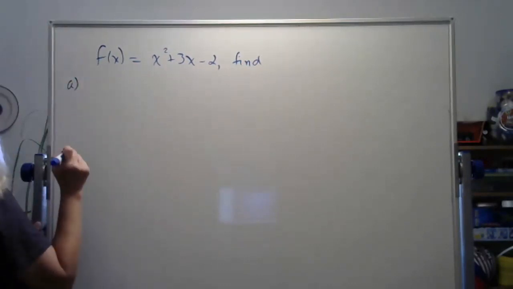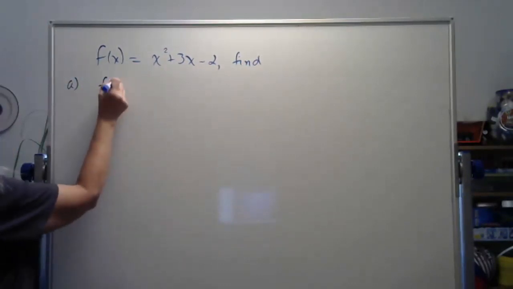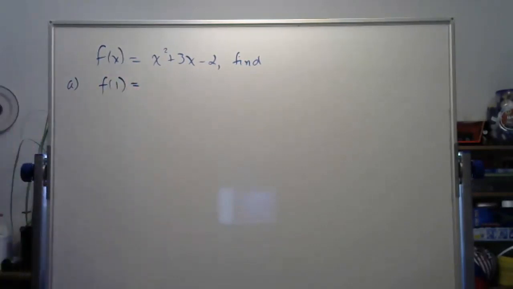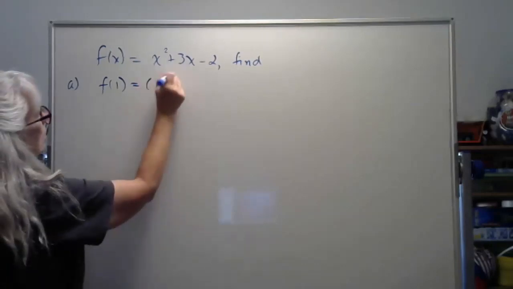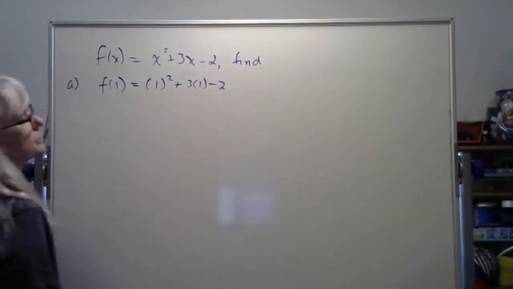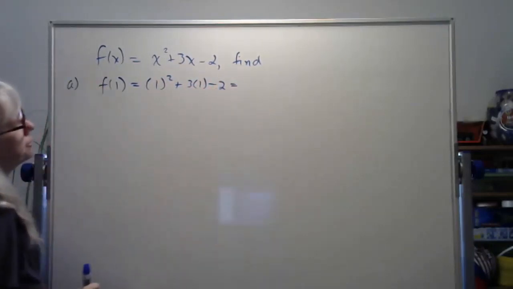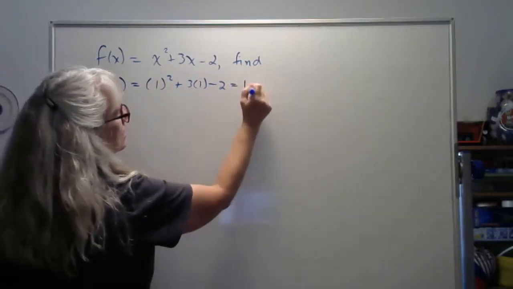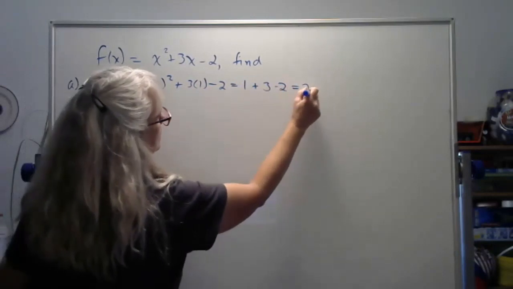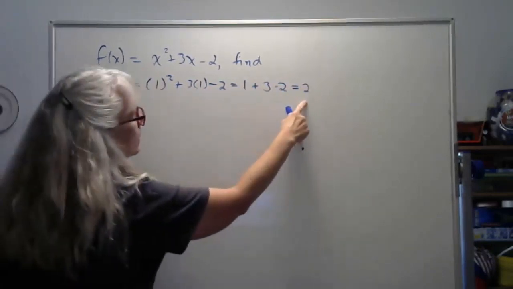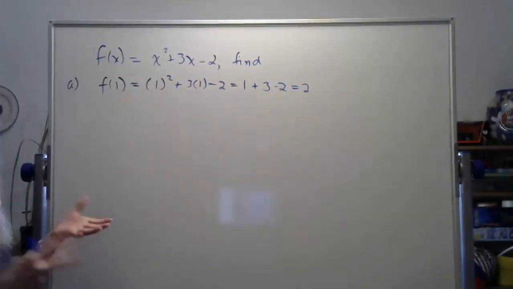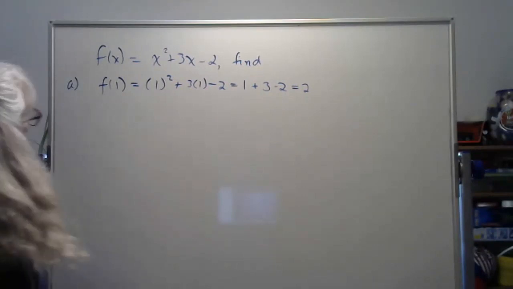So for part A, let's find f of 1. Now we replace all those x's with a 1. So that would be a 1 that I have to square, plus 3 times 1, minus 2. 1 squared is 1, 3 times 1 is 3, minus 2. So 1 plus 3 is 4, minus 2 gives me 2. So 1 input, 1 output. The x value is 1, the y value is 2. So it really is a point on a graph, or it will be tomorrow.